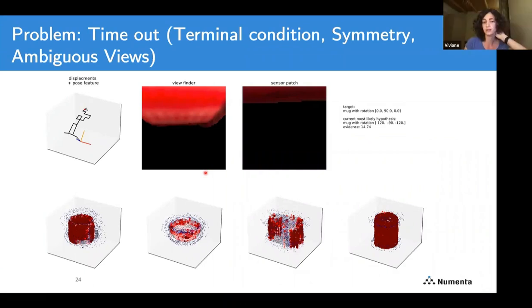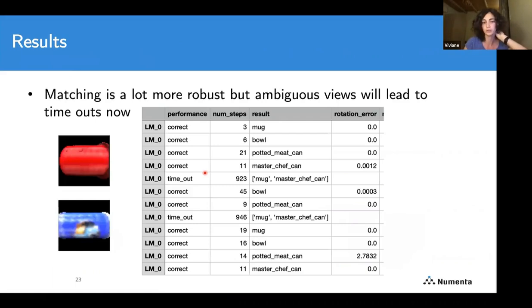Yeah, exactly. So that's exactly the problem. Before, if we get one inconsistent observation, it's out. You can never go back to that hypothesis. Here we can get inconsistent observations and still recognize the object if it's still the most likely hypothesis.